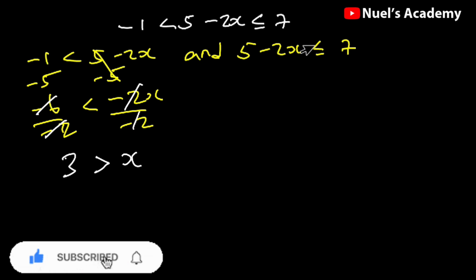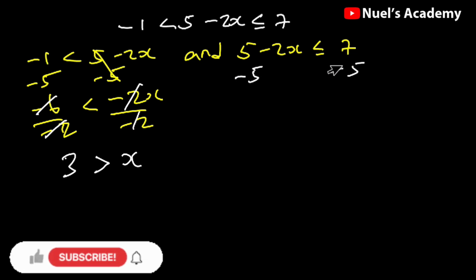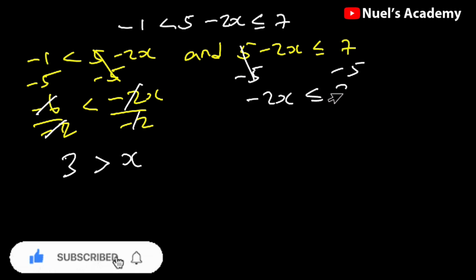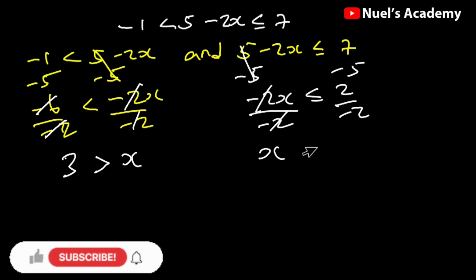Then let's solve the right hand side. We have that 5 minus 2x is less than or equal to 7. So let's subtract 5 from both sides, so that this and this will cancel. We have negative 2x is less than or equal to 7 minus 5 is 2. So let's divide both sides by negative 2. So this and this will cancel. We have x. We divided by a negative number, so let's revert the inequality sign. It's going to be greater than or equal to 2 divided by negative 2 is negative 1.